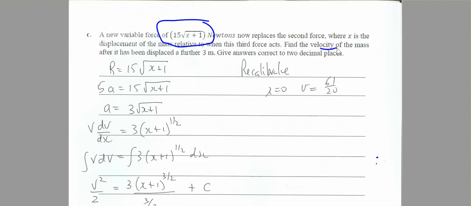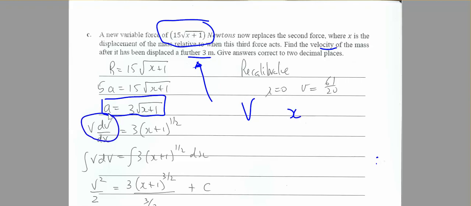And then over the page, a new variable force again is applied, where x is the displacement, and I want to know the velocity after it has been displaced a further 3 meters. Okay, so I now have a new variable force, 15 square root of x plus 1, 5a equals that. This is an expression for acceleration.